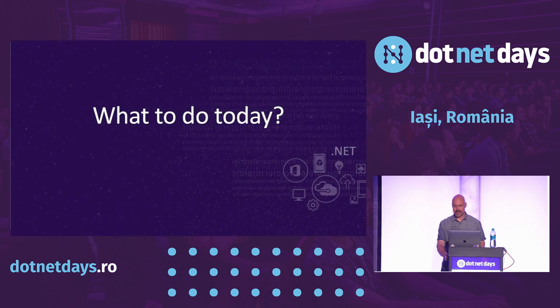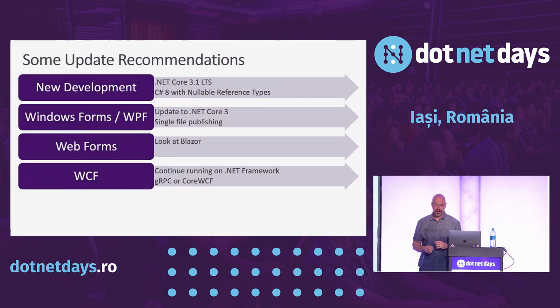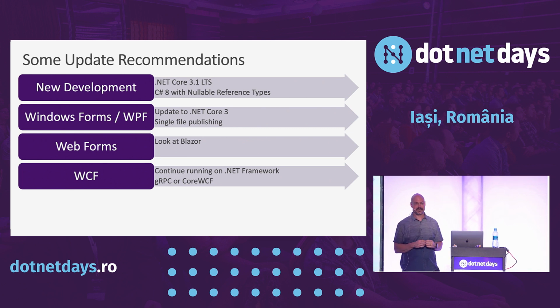What to do today. For new development, I would recommend .NET Core 3.1. That's the long-term support release that's supported for 3 years. So I would jump into that right now. As you're developing new applications, I would also start with nullable reference types right away. It's a lot easier to build with nullable reference types at the beginning than it is to go and fix it later.